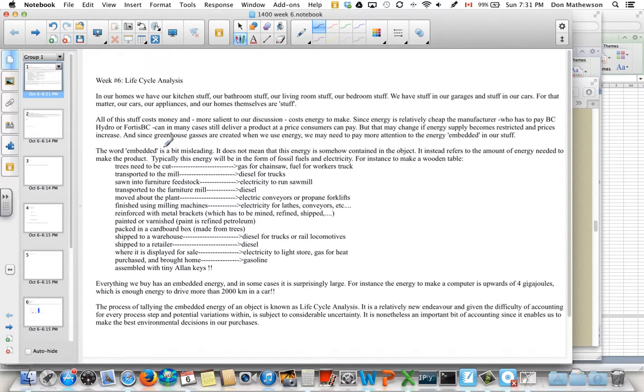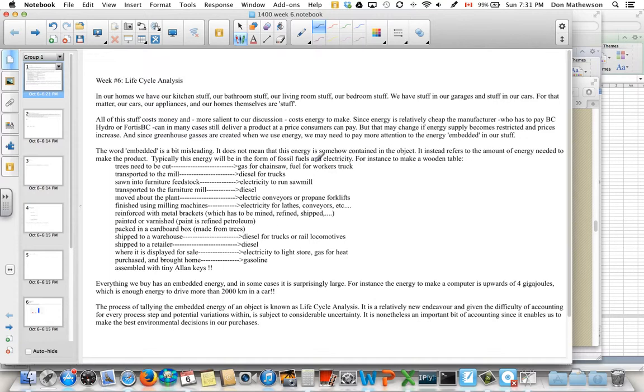Now, the word we use for this is we say that the energy is embedded in the object. That doesn't mean that the energy is actually contained there. The word embedded energy just refers to the amount of energy it took to make the thing, not any energy that's actually contained in the chemical bonds of the object anymore. Now, there's really just two forms of this energy: either fossil fuel energy or electrical energy.